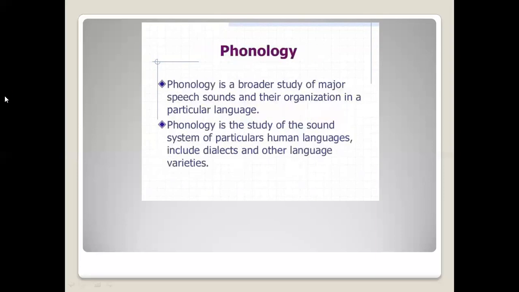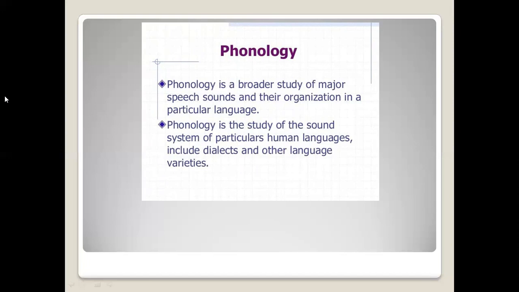Then let's discuss phonology. Phonology is a broader study of speech sounds and their organization in a particular language. That means phonology is the study of the sound system of particular human languages, including dialects and other language varieties. Whereas phonetics especially studies the speech sound.